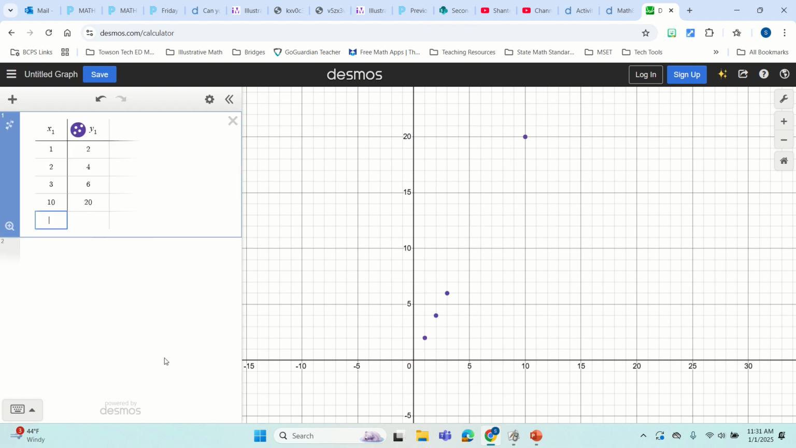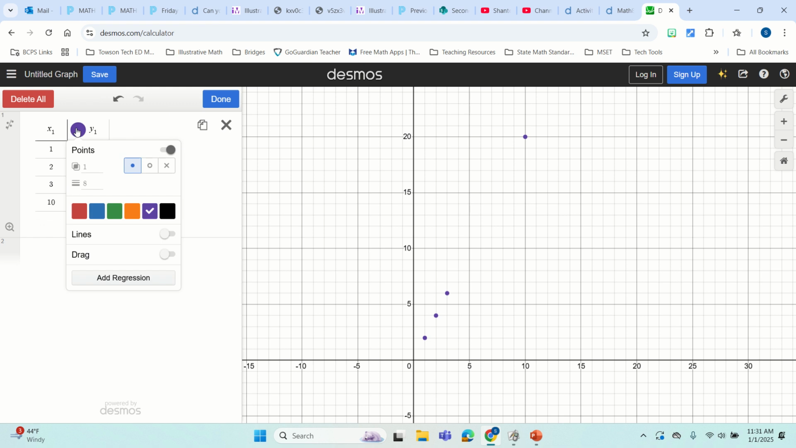If I didn't have the equation, then I would just have a series of points here: 1, 2, 2, 4, 3, 6. And these are all connected by a straight line. To show that straight line, all you have to do is go over to the edit button, and then you can click on that little purple dot, you can change the color, and then see where it says lines, you can turn that on and it will connect it for you. Okay? It'll connect it and show the graph, which is kind of nice.